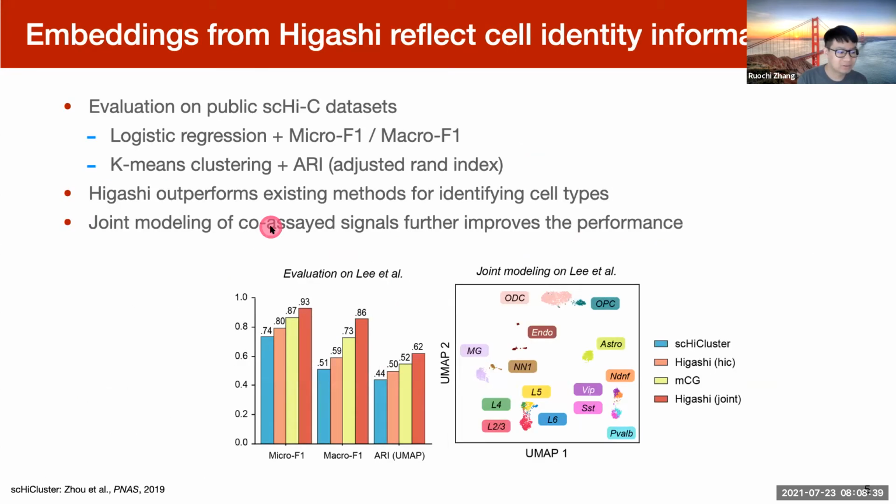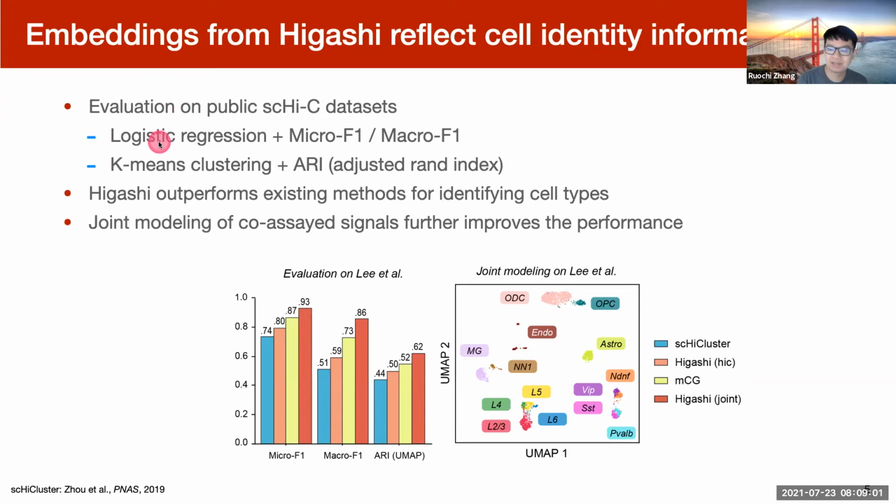We first evaluated the embeddings generated by Higashi on several public single-cell Hi-C datasets with non-label information and made comparisons with several existing methods. The slide here shows the results we have on this snm3C-seq dataset from Joseph Ecker's lab. To evaluate the performance, we use two types of settings.